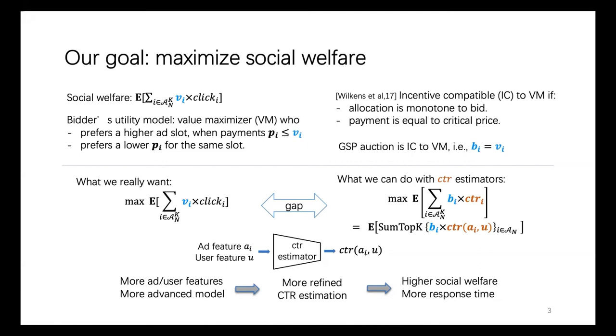Along with an unbiased CTR estimator, what the auction system can do for social welfare maximization is to maximize the expectation of the sum of bid times CTR of the K allocated ads. This is equal to the expectation of the sum of the top K from bid times CTR for all N candidates. The performance of the unbiased CTR estimator determines the gap between what we really want and what we can do. The more ad and user features and the more advanced the model used, the more refined the CTR estimation is, and then the higher social welfare we can achieve, but also the more response time we need because of the overhead of the CTR estimator.